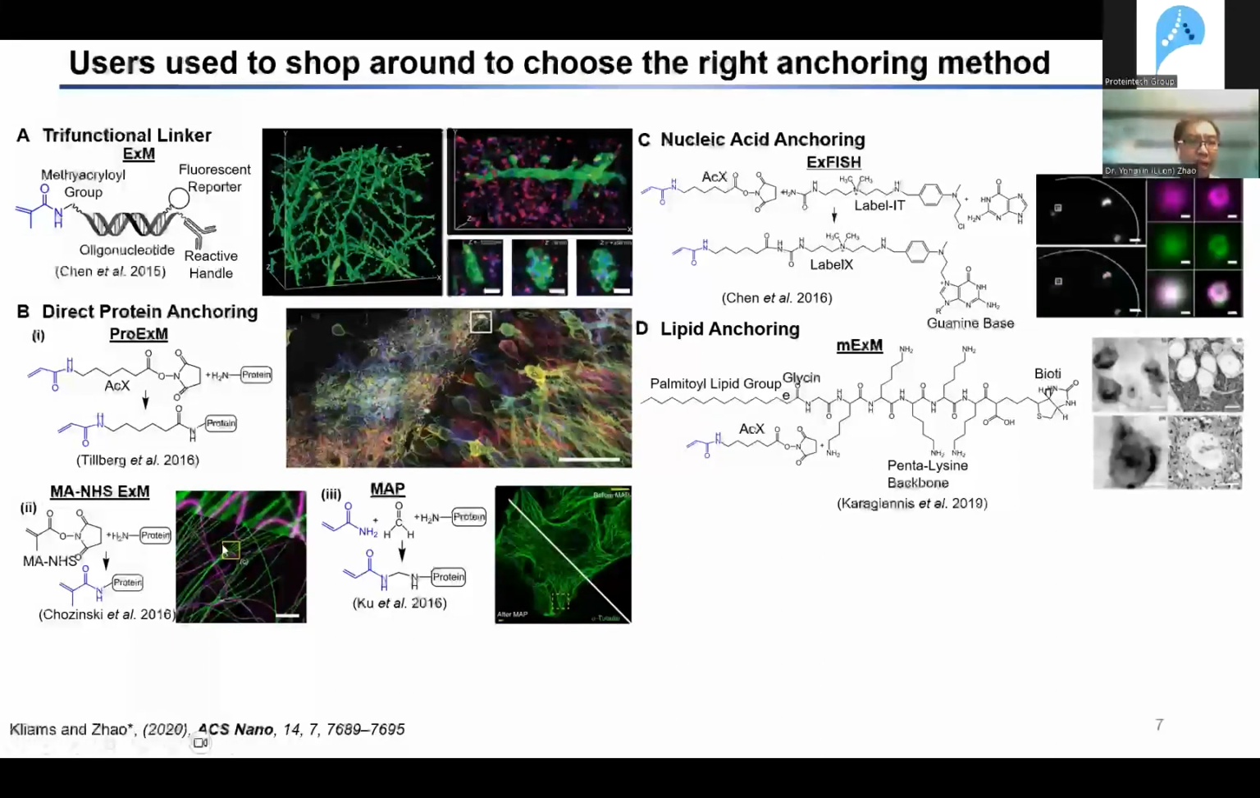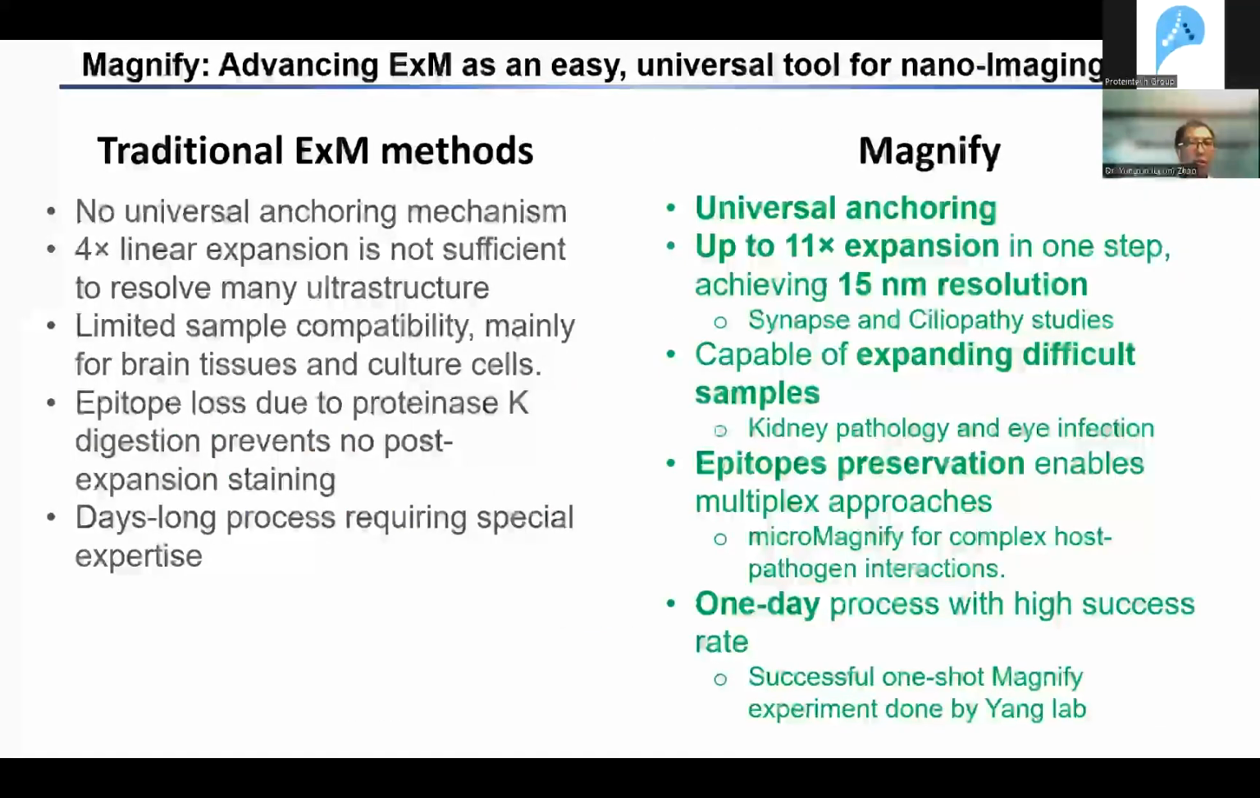And there are other similar chemicals that have been published. And also, for example, this MA-NHS as well as MAP. So these are for the proteins. And then for nucleic acid, you have to use a different chemical. So there's LabelX that can incorporate the nucleic acids into the hydrogel. There are also lipid anchoring reagents. And of course, by no means is this a comprehensive review of all the anchoring methods. There are others around in the literature. But the point is, there's no one-stop shop, right? There's no universal anchoring mechanism before Magnify. Then another thing, another limitation, right?